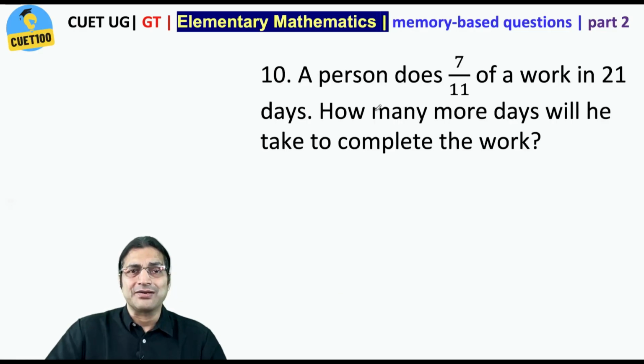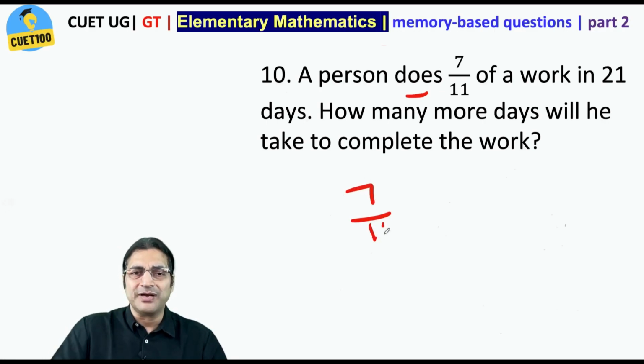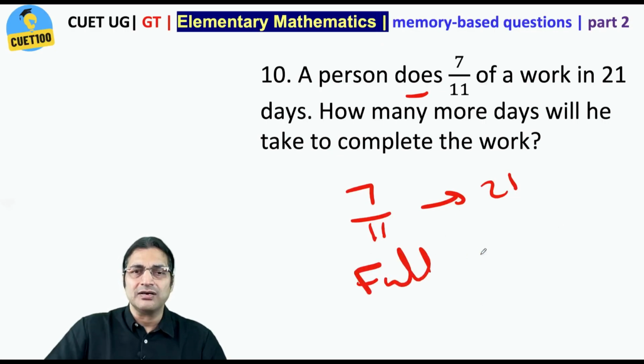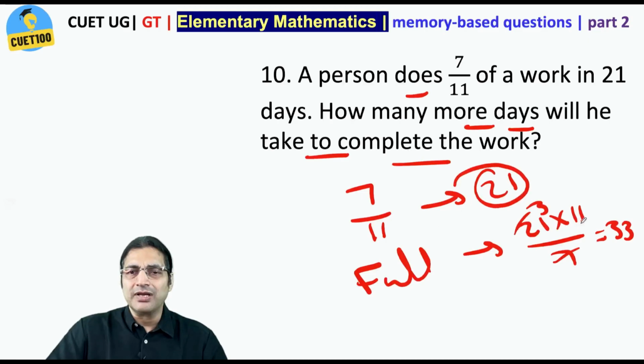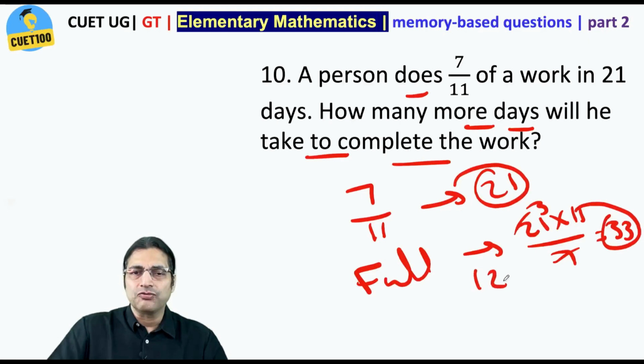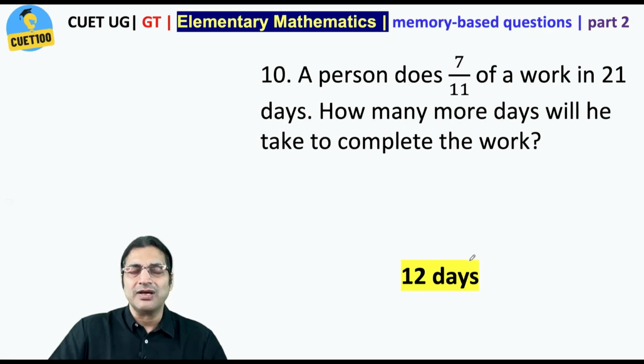A person does 7 by 11 of a work in 21 days. So, he will do the full work in 21 into 11 divided by 7, that is 33 days. How many more days will he take to complete the work? He has already taken 21, he will take 12 more, so answer is 12.